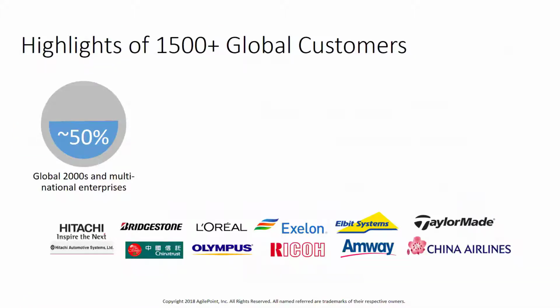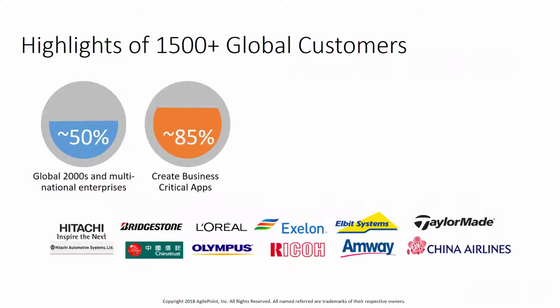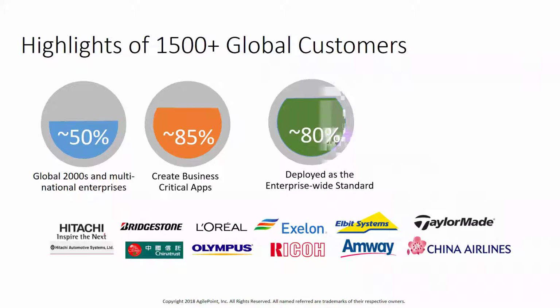Now I have a cross-section of a few of our customers on screen here, and there's a few insights that I'd like you to take away from this slide. The first of which is an average AgilePoint customer tends to be on the larger side, Global 2000s and multinationals. But they're getting a tremendous range of value from a single and very versatile AgilePoint platform. 85% of them have used AgilePoint to build some sort of mission-critical application. In many cases, this can be central to how that organization generates revenue or conducts their business. And 80% of them have deployed AgilePoint as the enterprise-wide standard for application delivery.